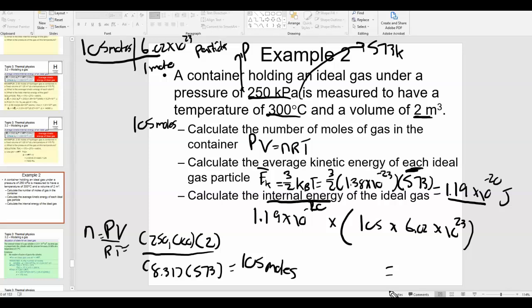I'm going to type that into my calculator, and then we will be done with the problem. Times 105 times 6.02 times 10 to the 23, and I get a big number, 749,740 joules. And so that is the internal energy of the ideal gas. So pause there if you need to look at that some more.